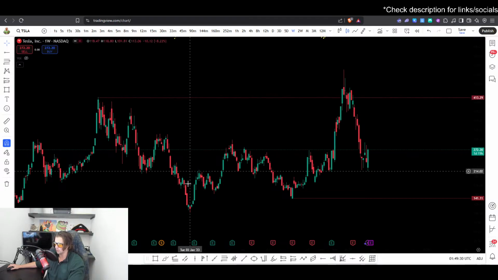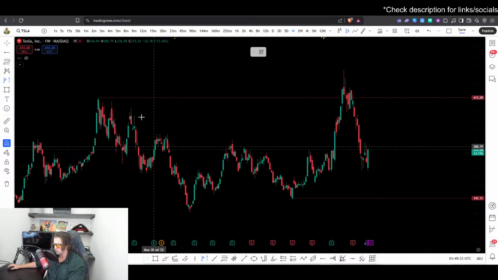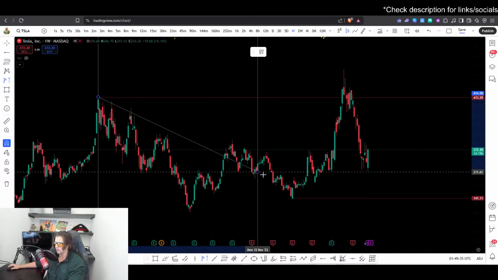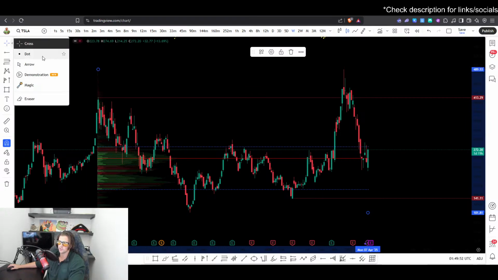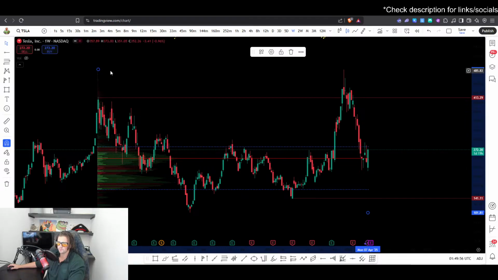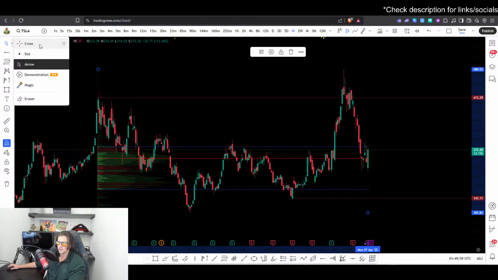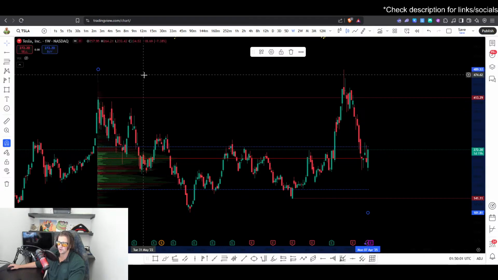For instance, I'll just give a little sneak preview. If I take this tool called a fixed range volume profile, and if we look over here to the left, we can see all the indicator tabs. So up here at the top, you can change the crosshair to a dot or an arrow. But I usually just keep it on a cross.